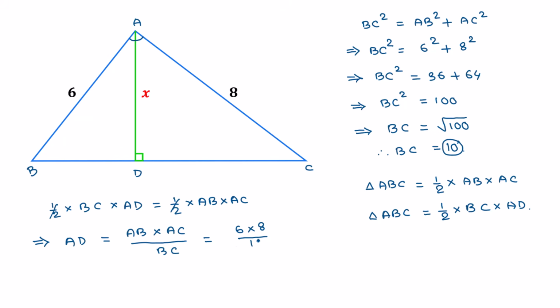So this 10 units is equal to 6 times 8, this is 48, divided by 10, is equal to 48 divided by 10, this is 4.8. So the length of AD is 4.8. AD, this is the length of X, which is 4.8 units. And this is the solution of our given problem.